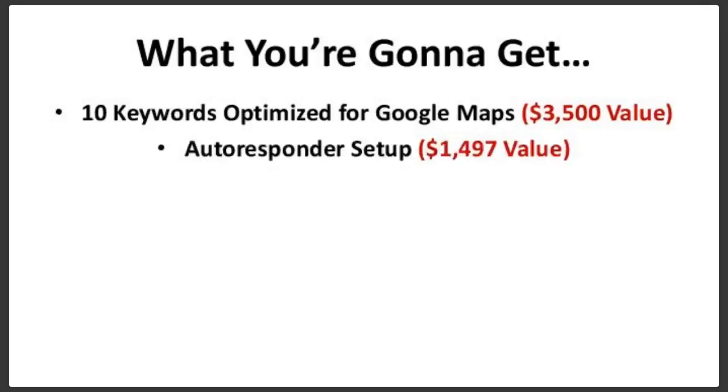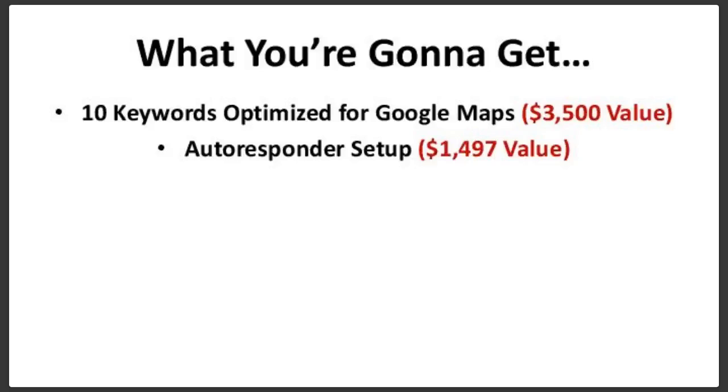An autoresponder setup. And I just want to clarify that keyword optimization, that's a $3,500 a month value. Just think about it. If we were able to get 2 new patients to your practice in month number 1, over the lifetime of that relationship, how much is that patient worth to you? And I can bet you it's more than $3,500. So just consider that. Next is the autoresponder setup.